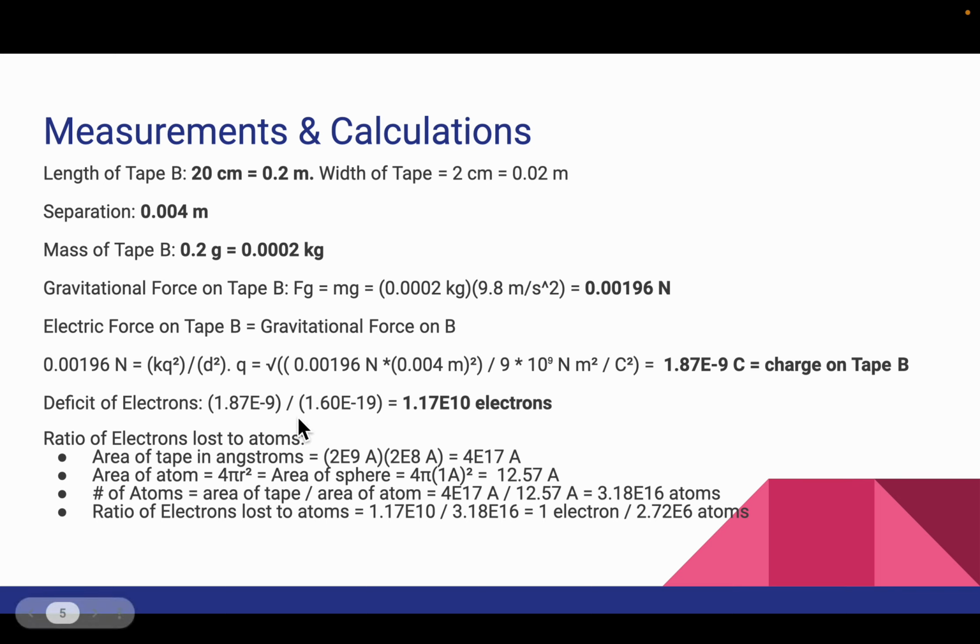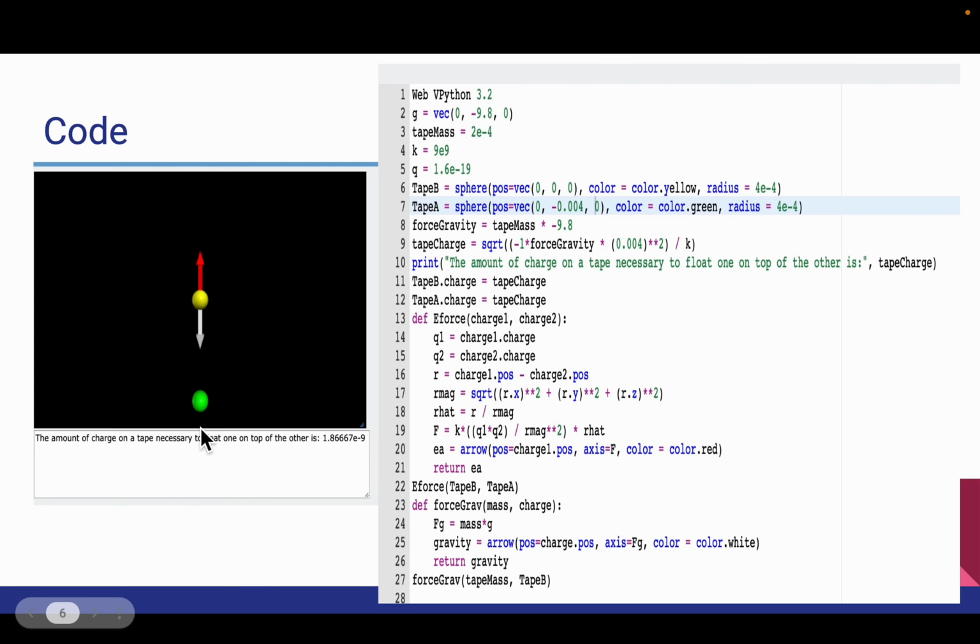And then using that, I was able to also figure out the deficit of electrons on the tape, which is 1.17 times 10 to the 10th electrons. And then you can use that to figure out the number of atoms on tape and then the ratio of electrons lost per atom. So the code, the two main functions that I defined here were for the electric force and the gravitational force, using the same formulas as I used earlier, and I got the same result, 1.87 times 10 to the negative 9 coulombs for the excess charge on tape B.